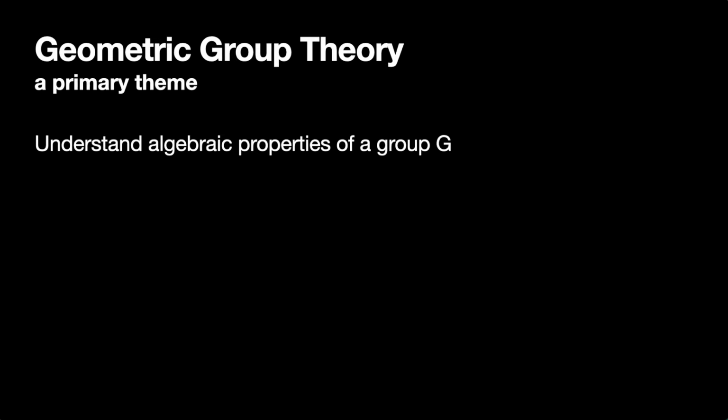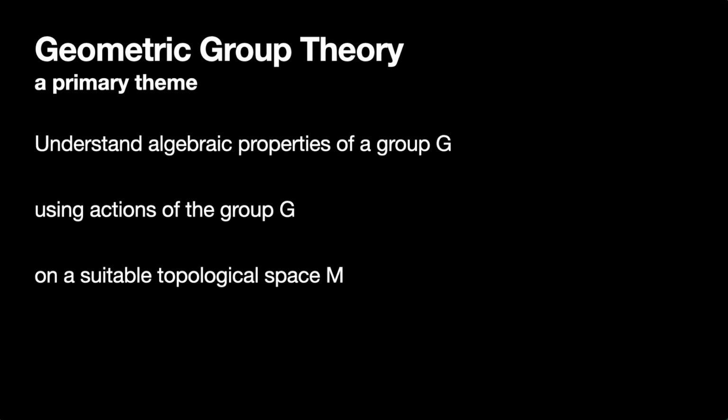The main theme of geometric group theory is this. We want to understand algebraic properties of a group G. To do that, we often use actions of the group G on some suitable topological space M. The topological properties of M then reveal certain important algebraic properties of the underlying group G.